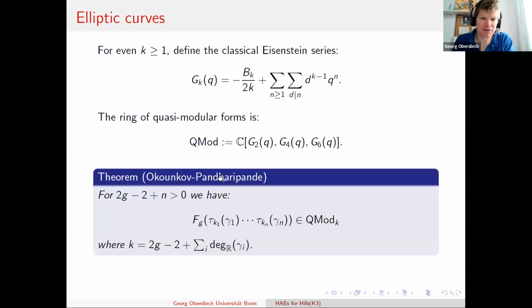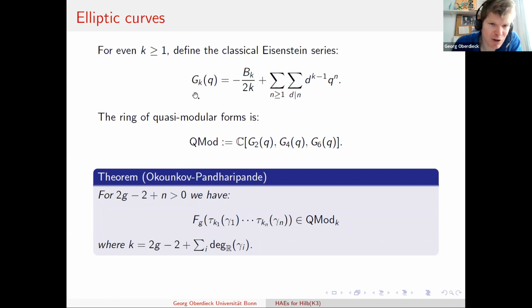Okay, so for elliptic curves, how's the story? Here it's essentially as simple as it can be. The finitely generated ring that will play a role here for the Gromov-Witten invariants is the algebra of quasimodular forms. I'm giving a definition for this later in the context of quasi-Jacobi forms, so let me just give this definition here in terms of generators, formally as q-series.